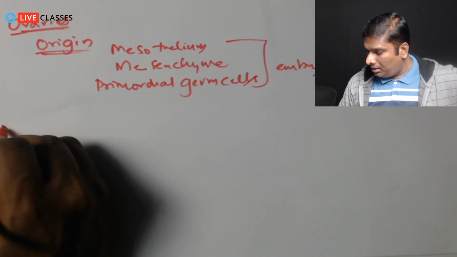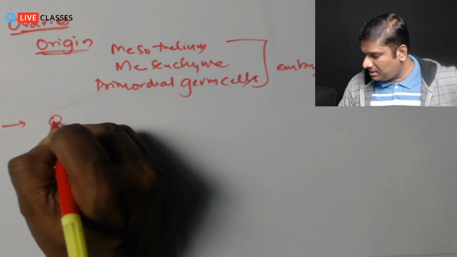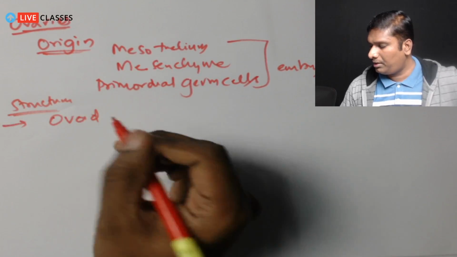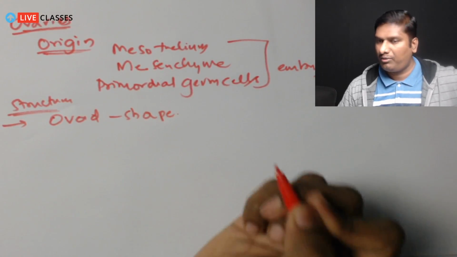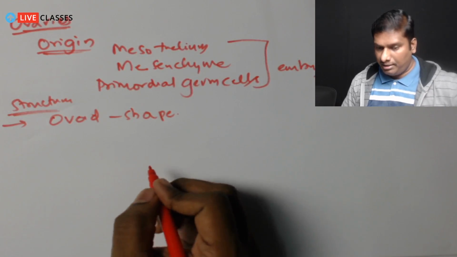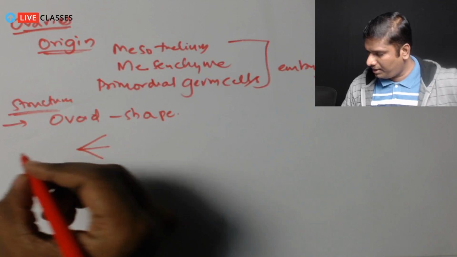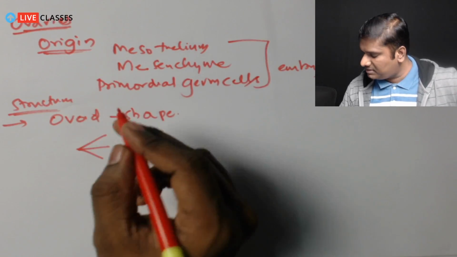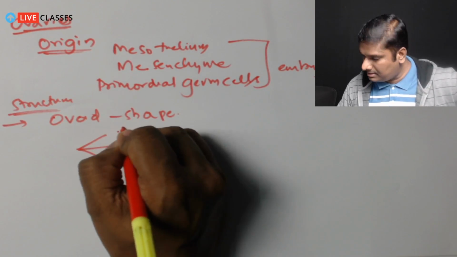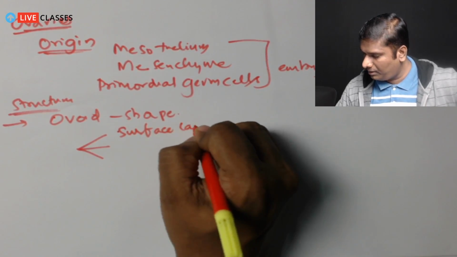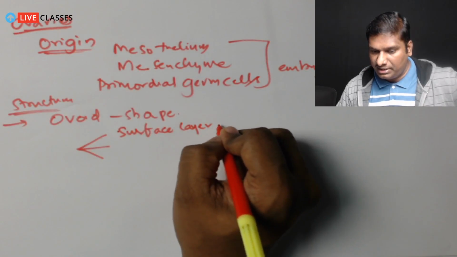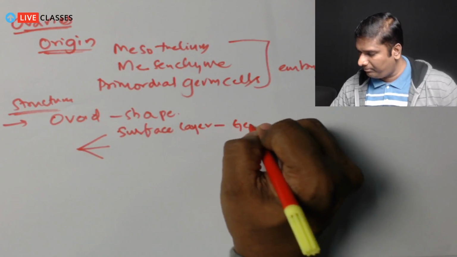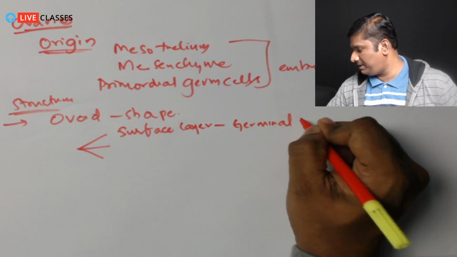Now, just like your testis, the ovaries also have an ovoid shape. We're talking about the structure now. The structure of the ovaries has three layers. The first is the surface layer, which is also called the germinal epithelium.